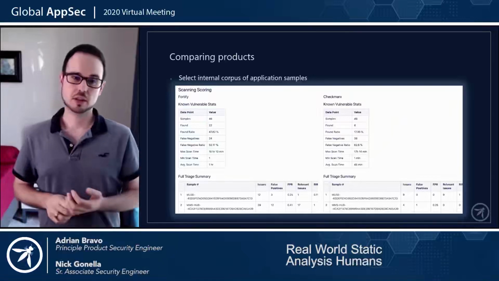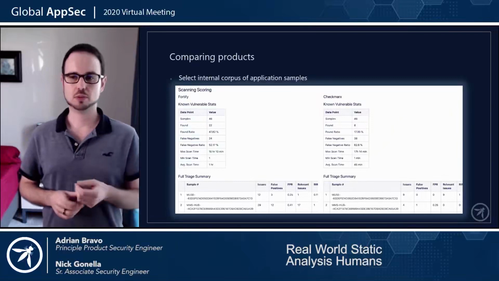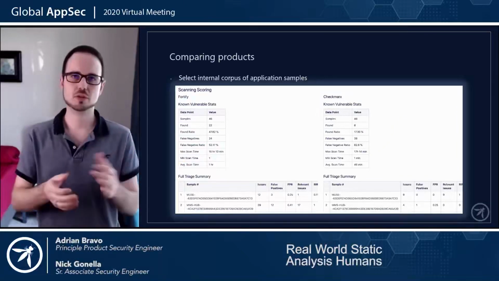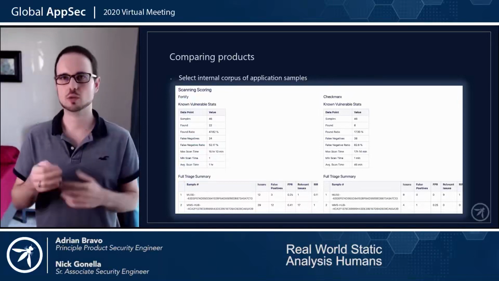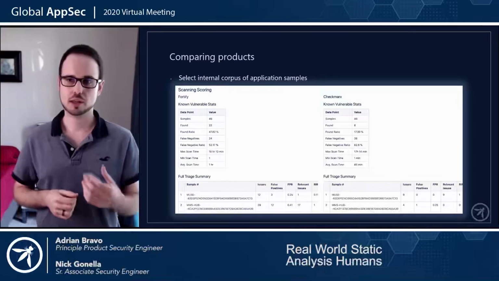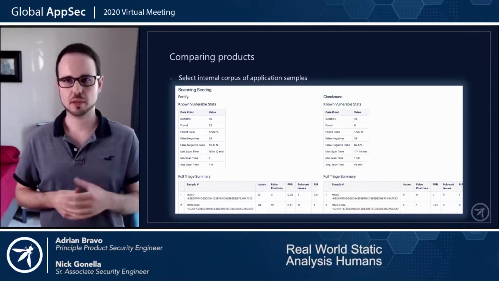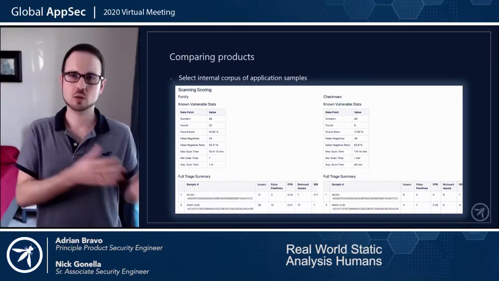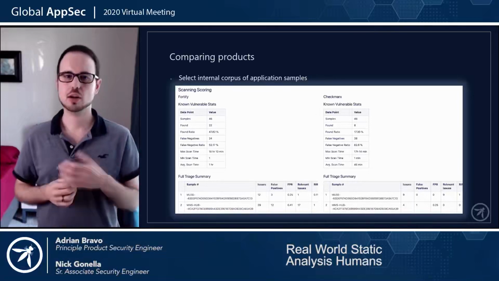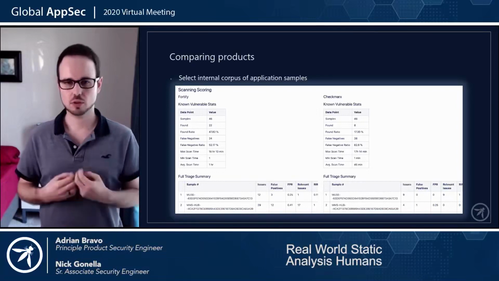The last thing when comparing these products that I want to recommend is to select an internal corpus of application samples. I know a lot of the vendors will come with prepackaged results saying, hey, we did great against this or that well-known sample application. The problem with those sample applications, like OWASP WebGoat and Juice Shop and the non-vulnerable web application, is that the vendors tailor their scanners against those. So they're always going to perform really well, but that's not really how they're going to perform against real world applications, right? So use your own code base.